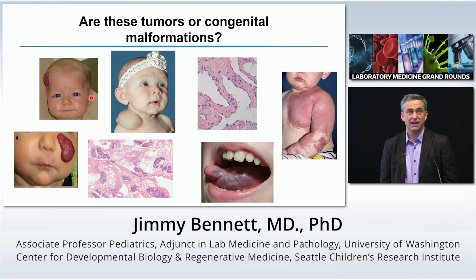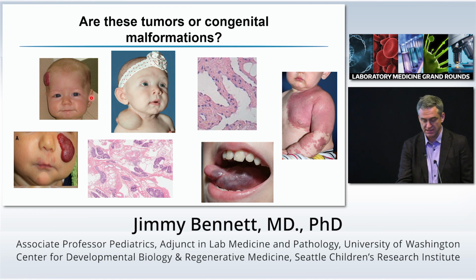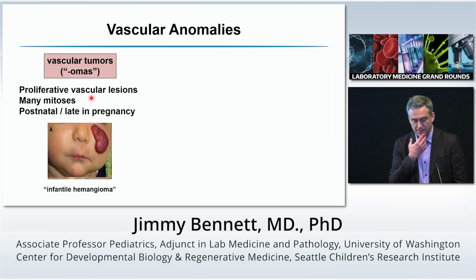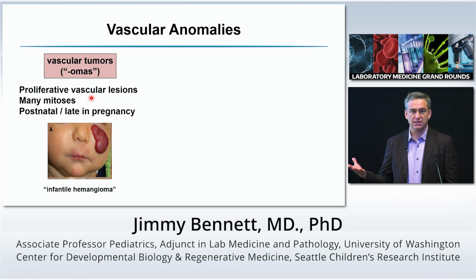And so I often like to ask people, you see this excess proliferation. Sometimes you see extra mitoses. These things can sometimes spread and grow. Is this a tumor or a congenital malformation? And there's no answer to the question. I mean, it's supposed to be sort of challenging. Vascular anomalies is a term that refers to any sort of abnormal development or presence of blood vessels.